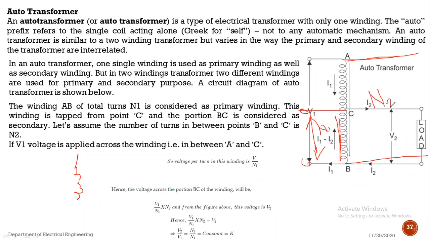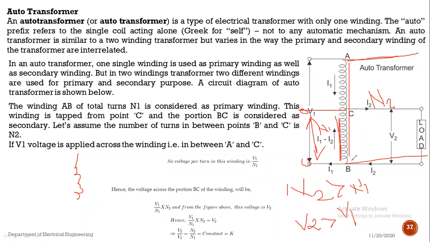Whether n1 is greater than n2 or n2 is greater than n1? n2 is greater than n1. So n2 is greater than n1 according to the transformation ratio, v2 is greater than v1. Whether v2 is greater than v1, that means whether it is step up or step down? Step up. The voltage is stepped up.